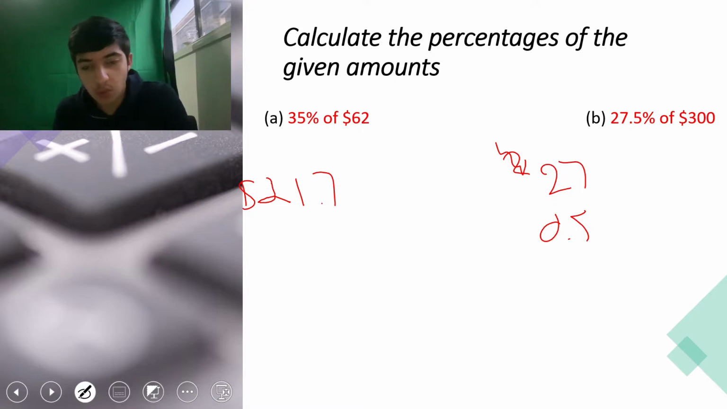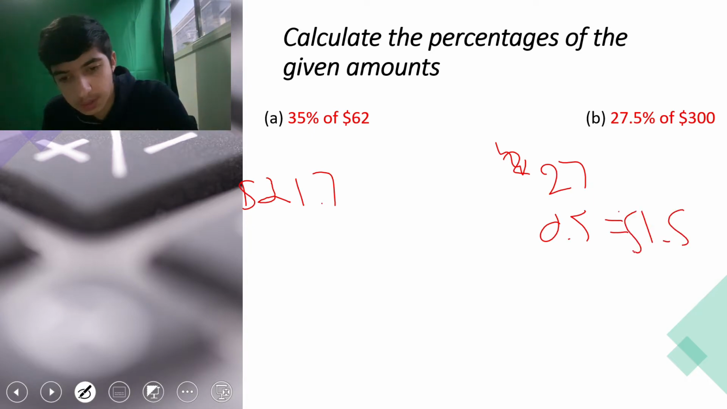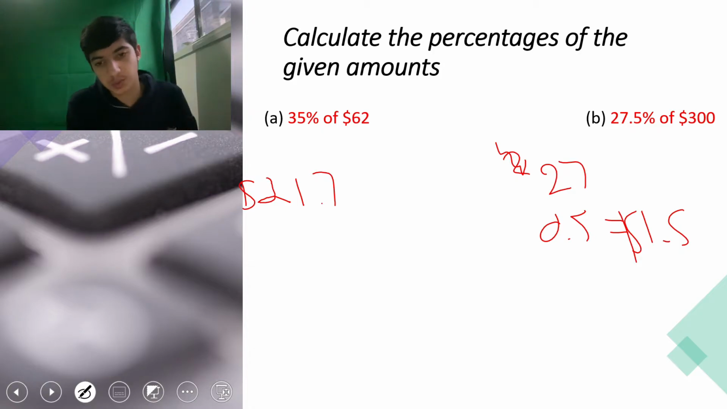Okay, so finding what is 1% of 300. What's 1% of 300, which is $3. So then what's a half of $3? $1.50. So this would be $1.50, since half of 1 would be 0.5, so $1.5.